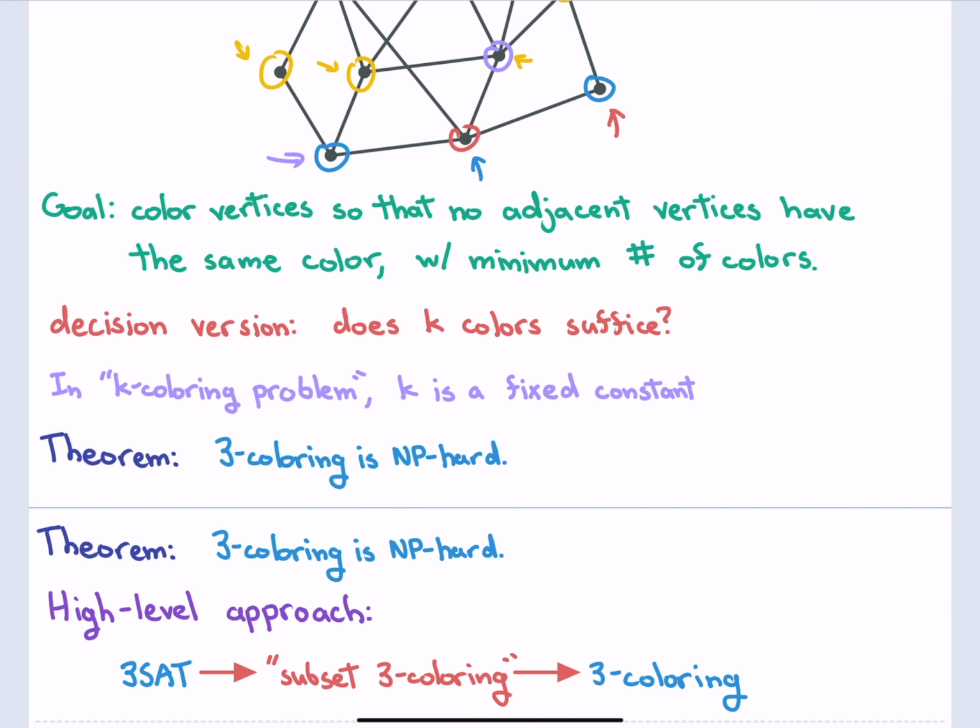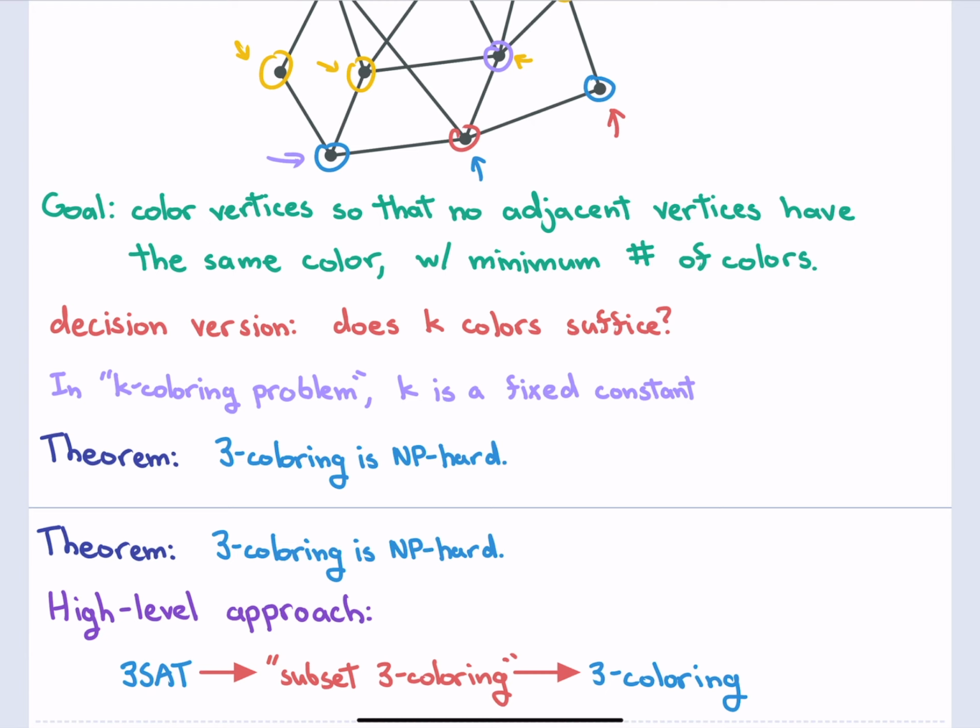So the high level approach we're going to take is that instead of going from 3 SAT to 3 coloring directly, I'm going to insert a problem in the middle called subset 3 coloring. I'll define it in a moment. And so we'll show that A, 3 coloring solves subset 3 coloring, and B, subset 3 coloring solves 3 SAT.